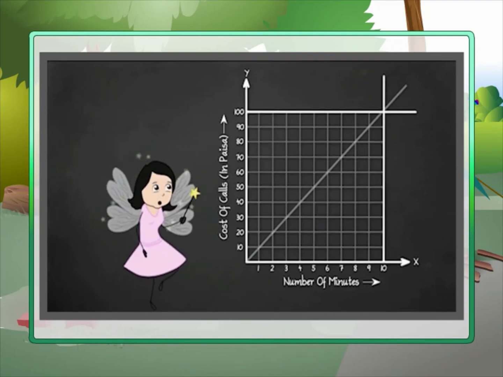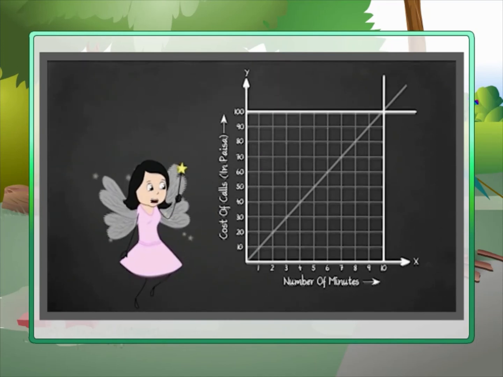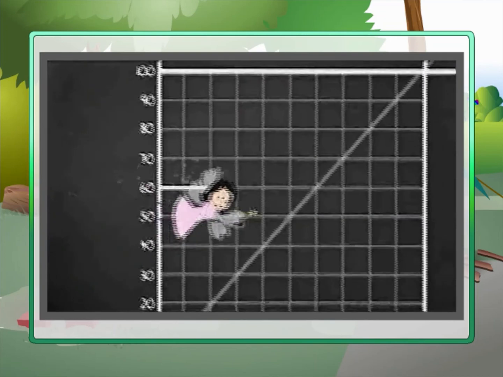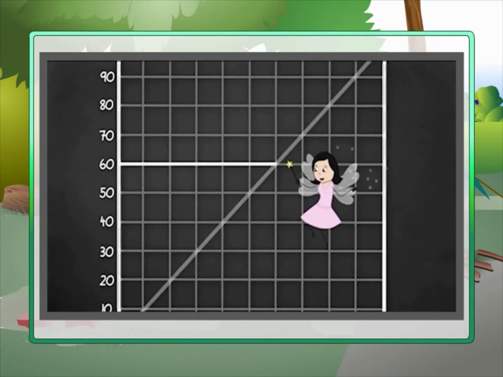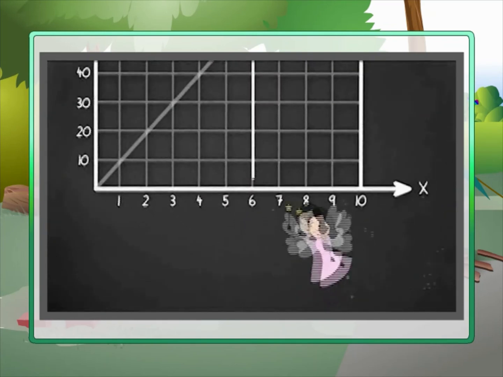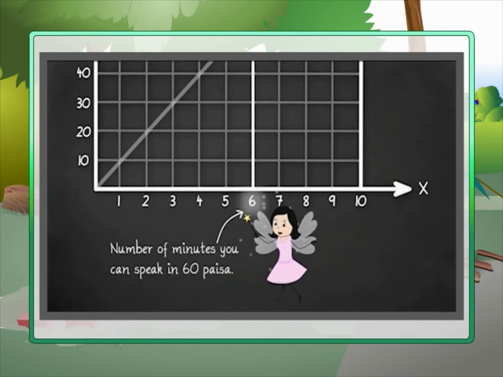Suppose you have 60 paise balance on your phone and you want to know how many minutes you can speak. Locate 60 paise on the y-axis and follow the horizontal line until you meet this diagonal graph line. And now turn right at this point and move towards the x-axis, and you will reach 6. This is the number of minutes you can speak at 60 paise.